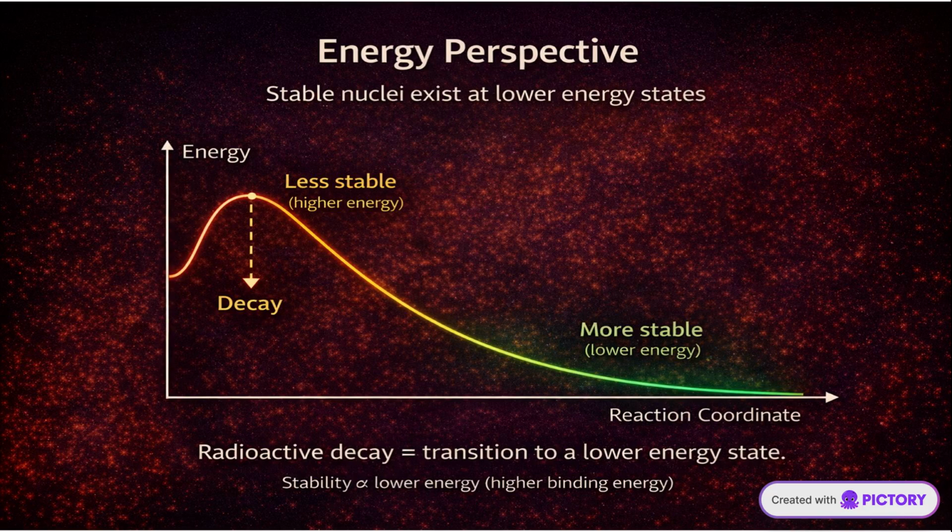Finally, let's understand stability from an energy point of view. Every system in nature tends to move toward lower energy states. The same applies to nuclei. Unstable nuclei exist at higher energy. Stable nuclei exist at lower energy. So radioactive decay is essentially a transition from higher energy to lower energy. This is why decay releases energy in the form of radiation. And this leads to a fundamental insight. Stability is equivalent to lower energy. Or more precisely, greater stability corresponds to higher binding energy per nucleon.